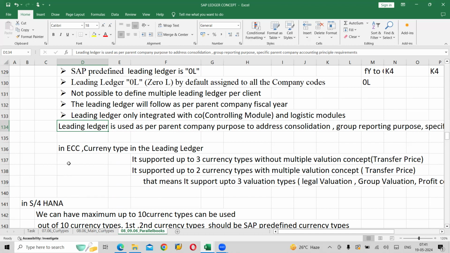Okay, so here in ECC, currency type, again there is a change in the currency type in ledgers. Just write it down. Let me check for any corrections. Okay, in ECC, currency type in the leading ledger. What are the currency types we can have in the leading ledger? It's supported, mainly important.